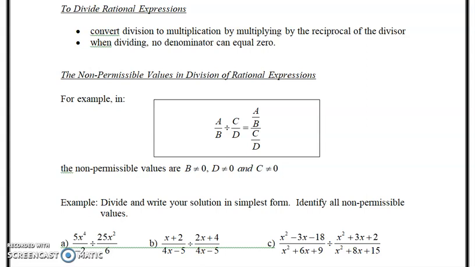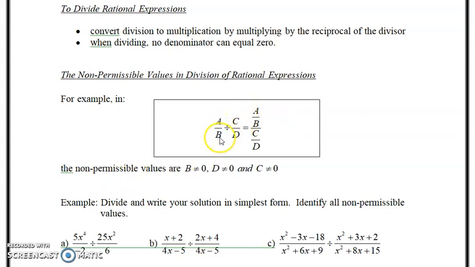Hello everybody, welcome back. We're now looking at dividing rational expressions. Very similar to what we did with multiplying, although the first thing you want to do is change it to multiplication, right? And then once it's changed to multiplication, you simply follow the rules. There's one exception, which is the non-permissible values.